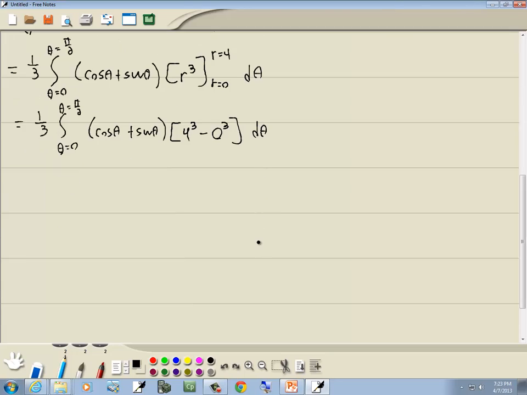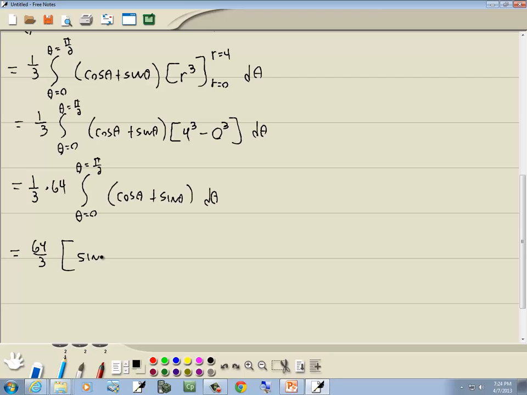Now 0 to the third drops away. 4 to the third is 64, and I'll go ahead and put it clear out in front. So we're going to have 1/3 times 64, theta is equal to 0 to theta is equal to pi over 2 of cosine theta plus sine theta d theta, which gives us 64/3. The integral of cosine is sine. The integral of sine is negative cosine. So that becomes sine theta minus cosine theta from theta is equal to 0 to theta is equal to pi over 2.